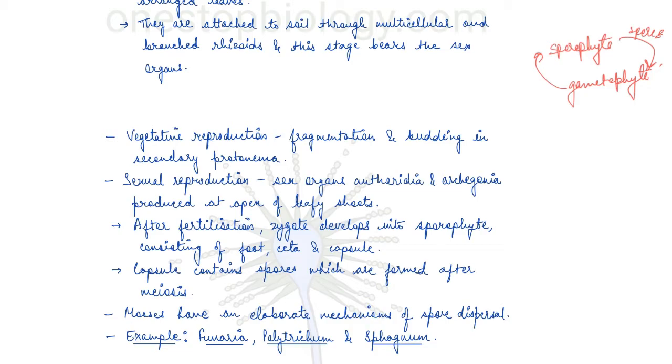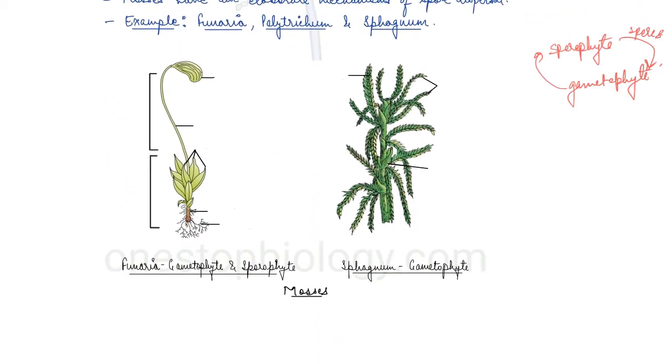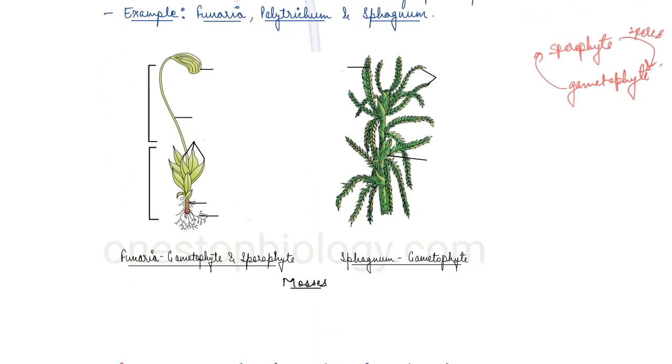Okay, so they have a very elaborate mechanism for spore dispersal as well. Some of the common examples are Funaria, Polytrichum and Sphagnum. Okay, so let's see the structure of these as well. So this is Funaria and the other one is Sphagnum.